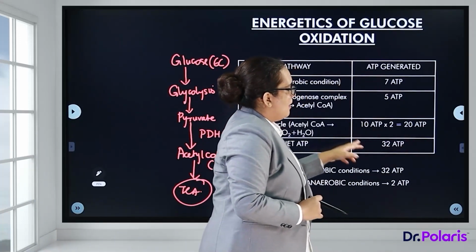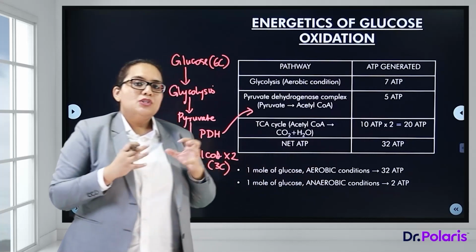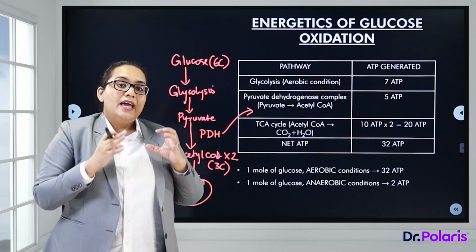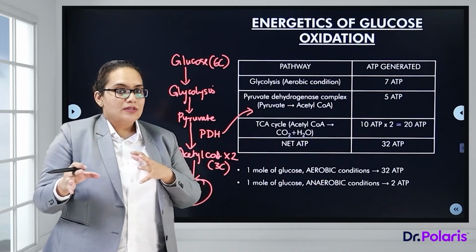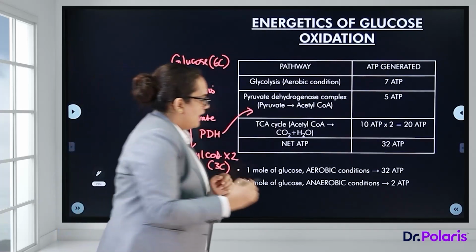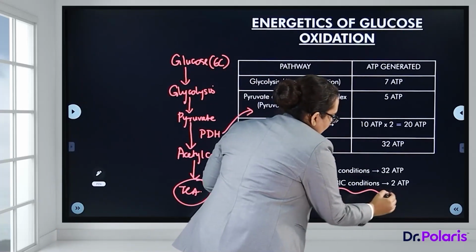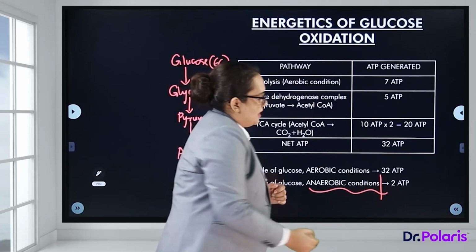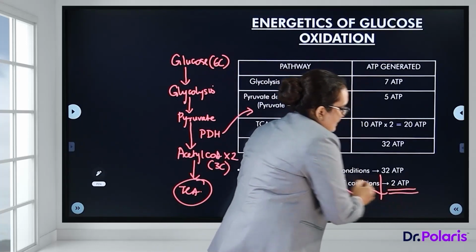When you add this all up, you get 32 ATP, which is the total energy formed during the aerobic oxidation of glucose. On the other hand, if you see under anaerobic conditions, I have mentioned 2 ATP is synthesized.